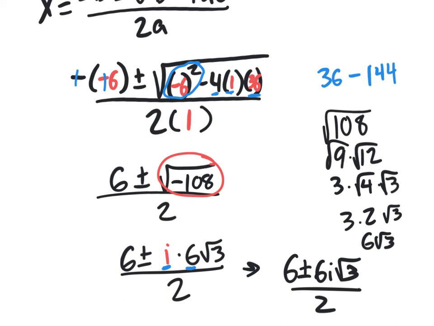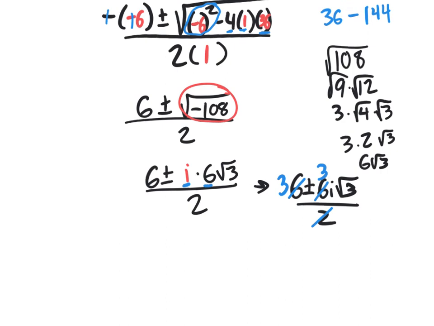Now, we do see that we have 6, 6, and 2. All of these are divisible by 2, so you might as well divide everything by 2. 6 divided by 2, 6 divided by 2, and 2 divided by 2. You'll have a 3, and no denominator of 2. So your final answer will be 3 plus or minus 3i square root of 3.